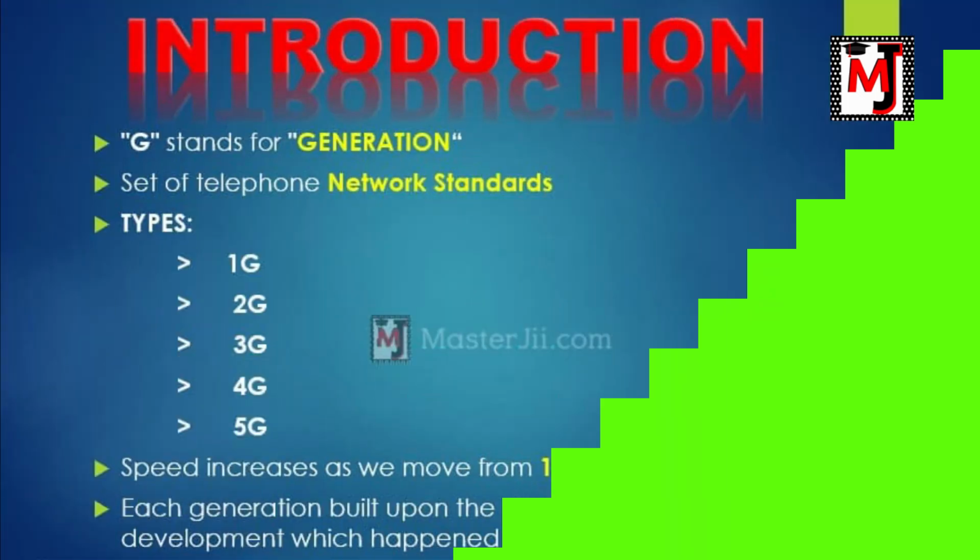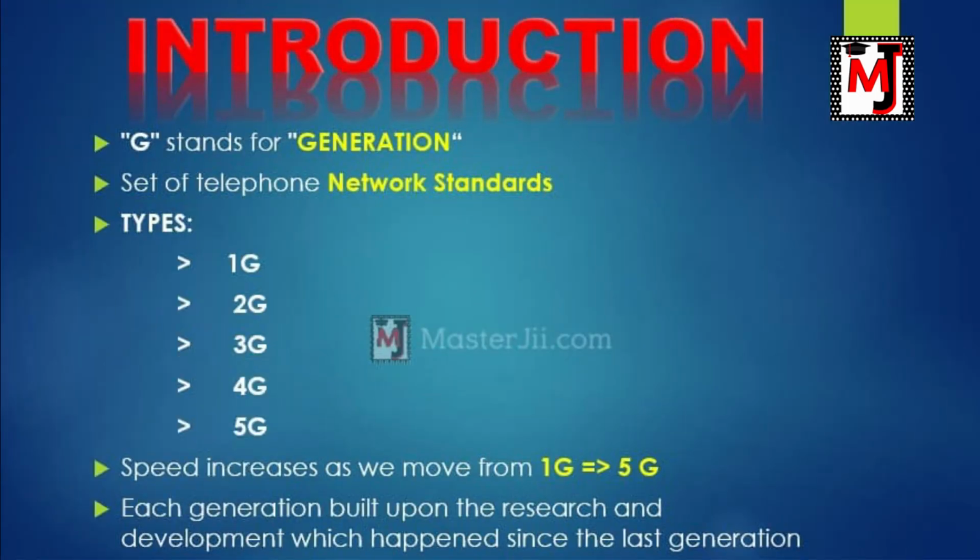Now moving towards the topic evolution of Gs. So first of all, we will discuss its introduction. Simply, the G stands for generation. While you are connected to the internet, the speed of your internet depends upon the signal strength that is shown in the alphabet like 2G, 3G, 4G, right next to the signal bar on your home screen.